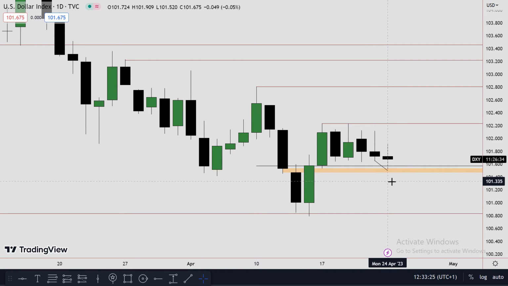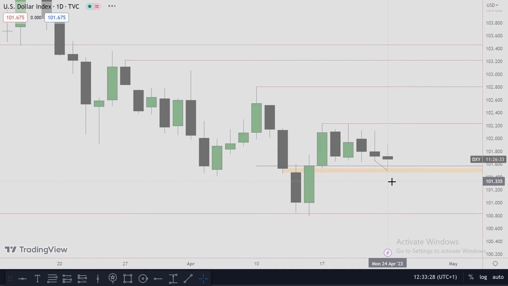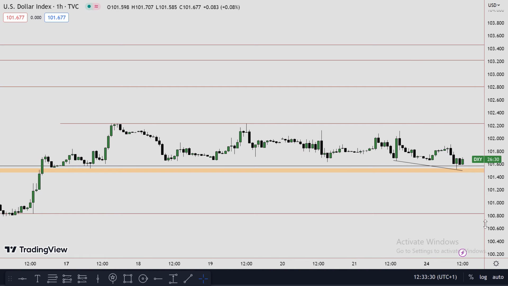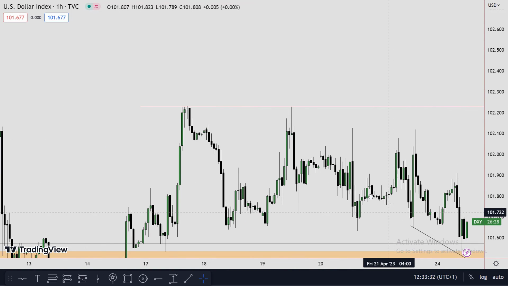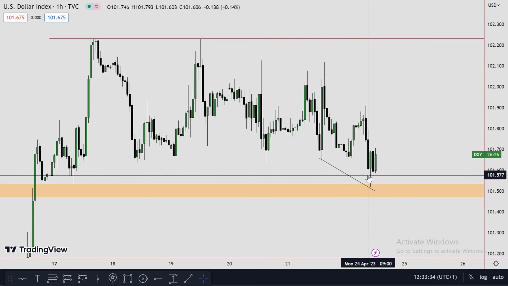So let's go down to the 1 hour time frame and see if we have something significant. On the 1 hour time frame, you can see what's going on here. Price is forming lower lows. Price is taking out all of this sell side liquidity here, and there is a lot of buy side liquidity here.